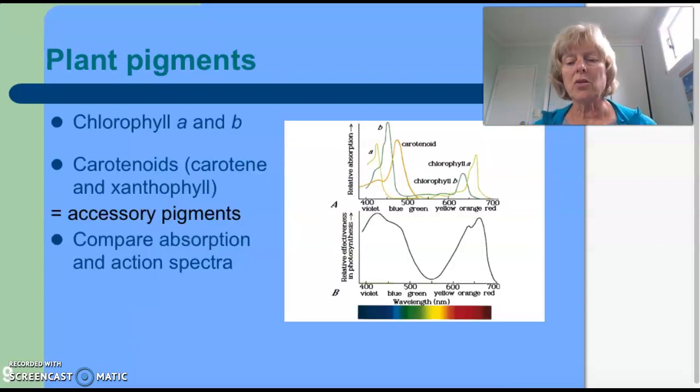Now let's have a closer look at the pigments. You all have heard about chlorophyll before. There are two types of chlorophyll, chlorophyll A and B, and chlorophyll is the main pigment for absorbing light, but there are a few others which absorb light in a slightly different spectrum, and by combining all of these, plants can absorb in a little wider spectrum of wavelengths than they could if they only had chlorophyll.